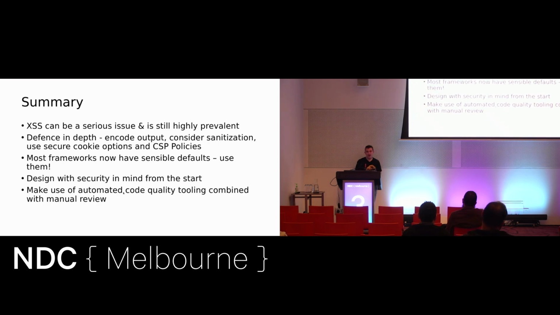So, in summary, XSS, hopefully I've persuaded you, it can be really serious. It's not just popping up annoying alert boxes. It could potentially lead to full compromise of an application or machine. It's highly prevalent. This is still very much out there. Use defense in depth. Make sure you encode your output, consider sanitizing input from the user, use those secure cookie options and CSP policies. Most frameworks now have sensible defaults. I had to deliberately disable some of the options in some of the libraries and frameworks I was using there to show some of those issues.